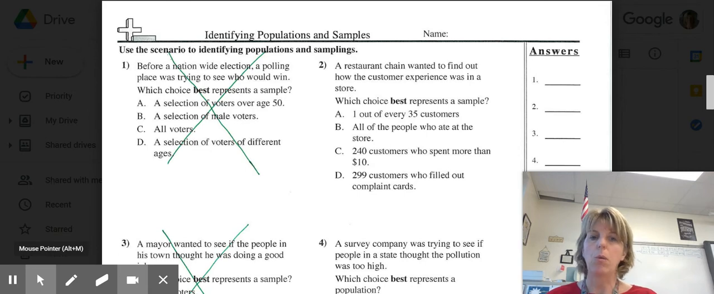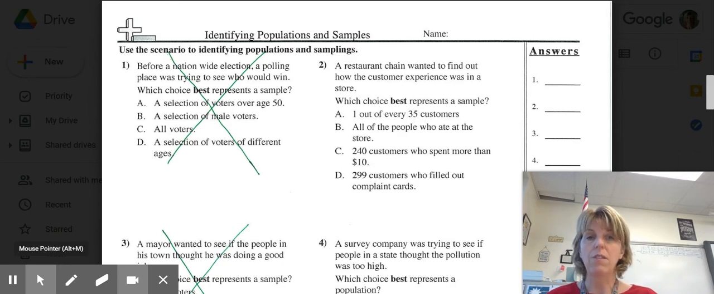They ask all of the people who wait at the store, right? You can't do that. That's way too many people. It's the population. 240 customers who spent more than $10. 299 customers who filled out complaint cards. They filled out complaint cards, so they're probably going to give answers that are biased. So do you think it's 1 out of every 35 customers or 240 customers who spent more than $10? Which one do you think?